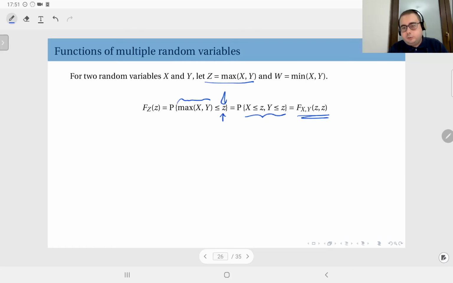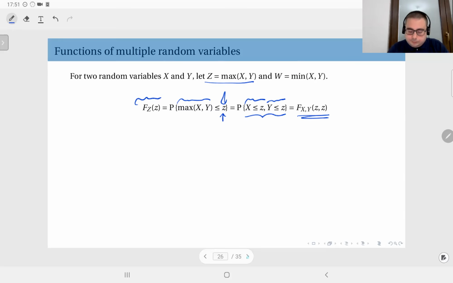So this defines, as you see, the CDF of x and y evaluated at the point z and z, because x is less than or equal to z and y also less than or equal to z. Okay, simple as that. So evaluate the joint CDF of x and y at point z and z, you get the marginal CDF of z evaluated at z.